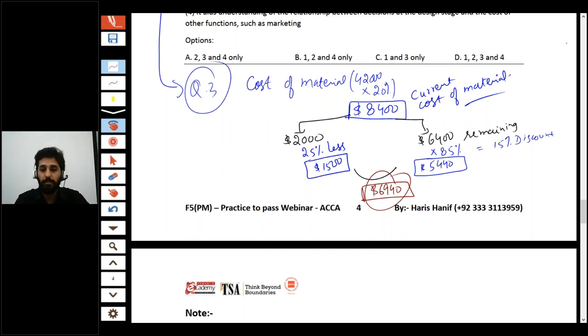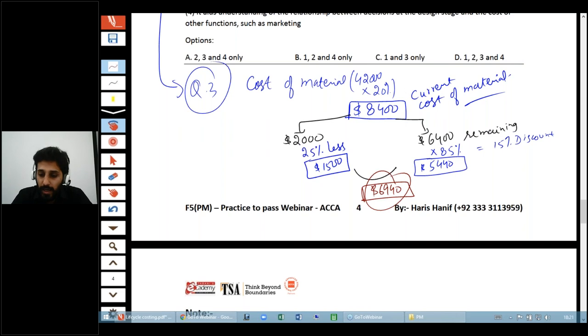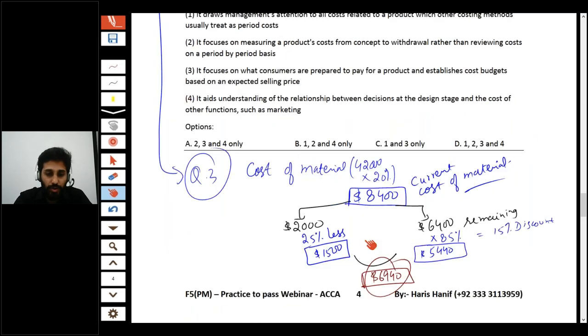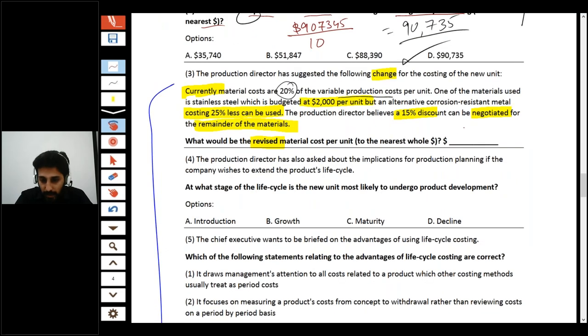So it is a very simple calculation, but I'm explaining it in a simple manner so that you can understand this requirement. That's 6940, right? It is my revised material cost.